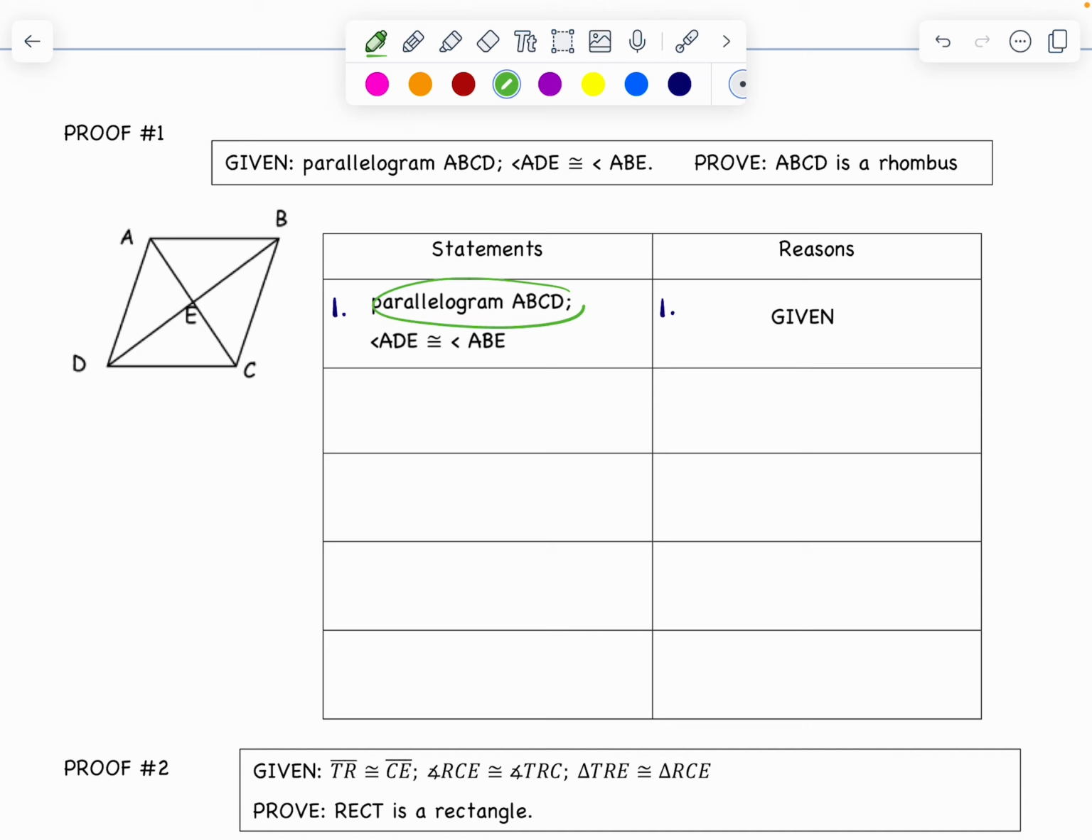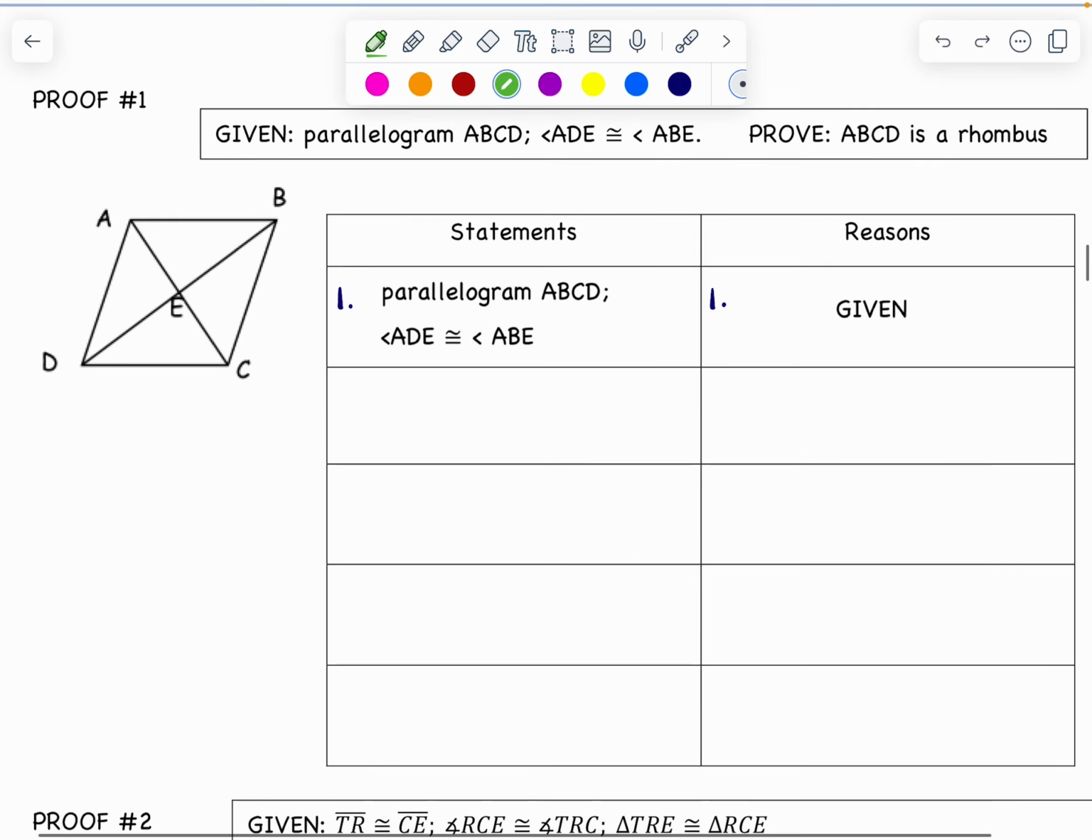So we know all the properties of parallelograms are holding true. Now, we're probably not going to need all of the properties, right? We don't want to sit there and just start listing them in our proof. We want to pick the ones that are going to help us prove this is a rhombus. Okay? All right. So I'm going to go look at the other given, and they're telling me that angle ADE, so that's this angle, is congruent to angle ABE, which is this angle.